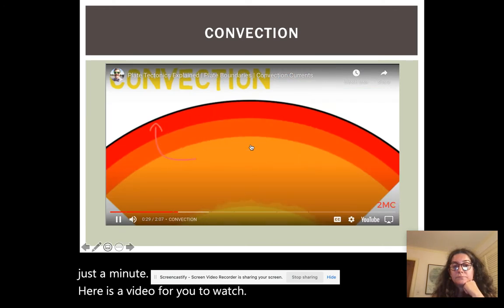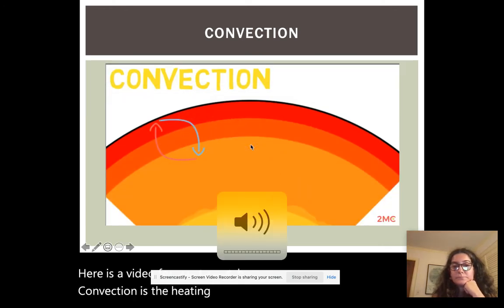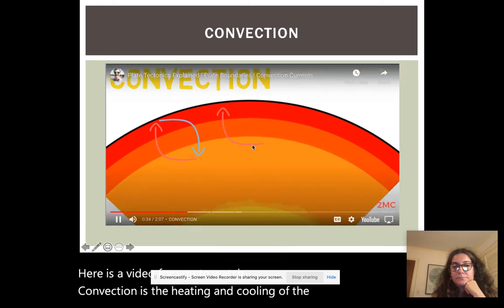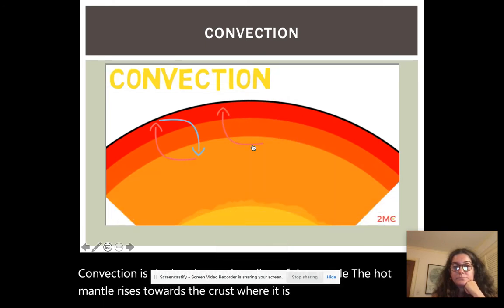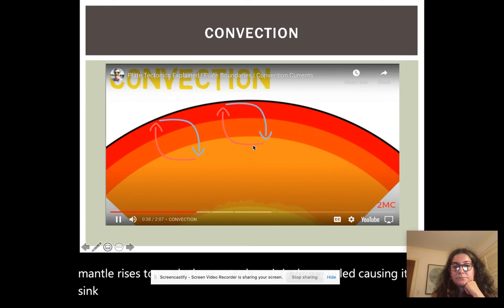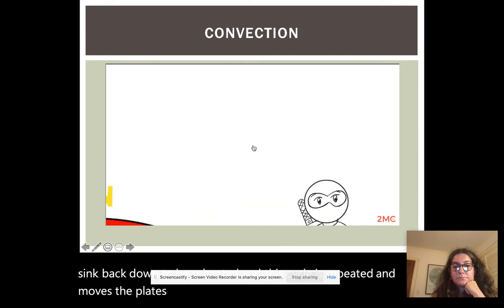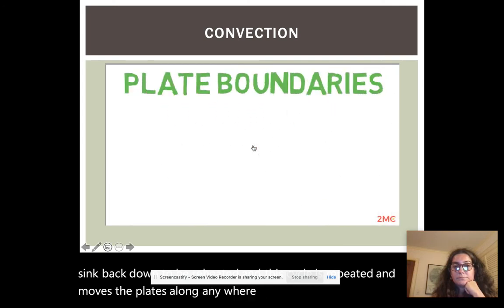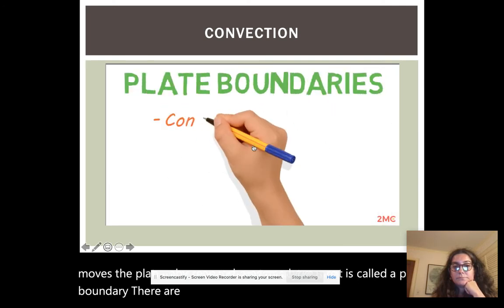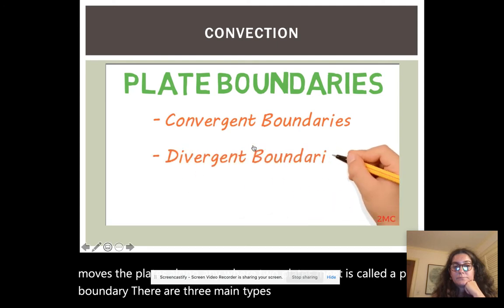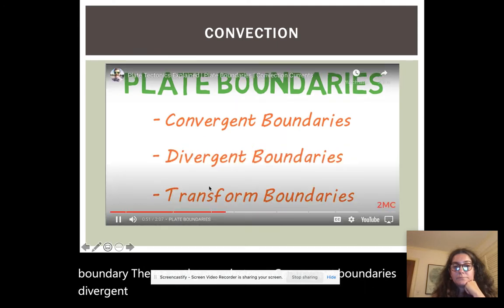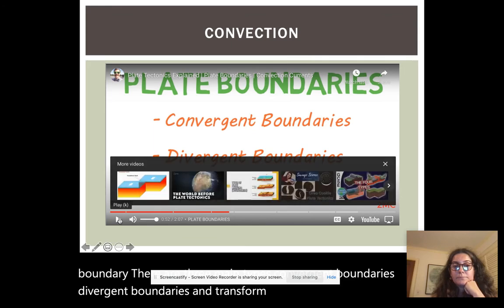Convection is the heating and cooling of the mantle. The hot mantle rises towards the crust, where it is then cooled, causing it to sink back down to be reheated. And this cycle is repeated and moves the plates along. Anywhere two plates meet is called a plate boundary. There are three main types: convergent boundaries, divergent boundaries, and transform boundaries. I'll talk about each of these briefly.